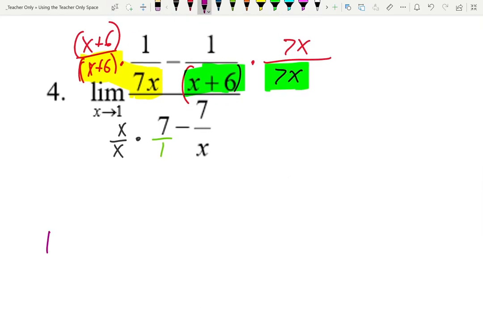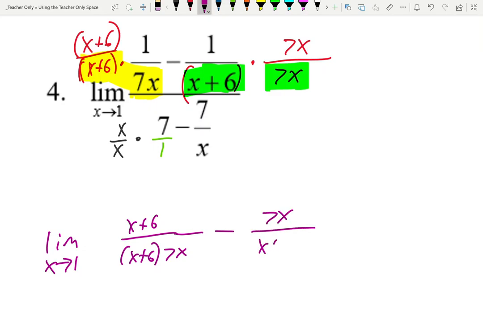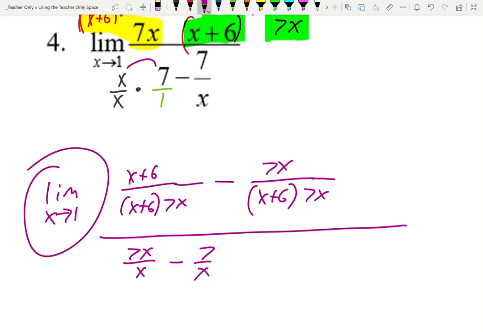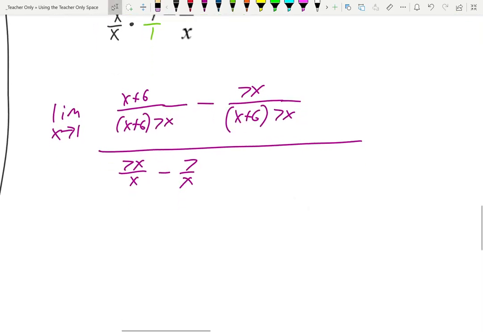Let's rewrite this to make it a little cleaner, just to make this a little easier to follow. We're going to say this one on the numerator on the left-hand side is going to be x plus 6 over x plus 6 times 7x minus, now the numerator is going to be 7x over x plus 6 times 7x all over, I'm going to rewrite these in order, so I'm going to write as 7x over x minus 7 over x. So far, so good. Please notice, limit as x approaches 1 is written off to the left-hand side. As always, it does not go away until we are able to substitute in that 1. Still can't substitute it in. It will give us 0 over 0.